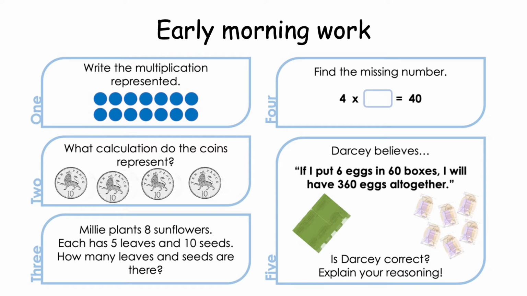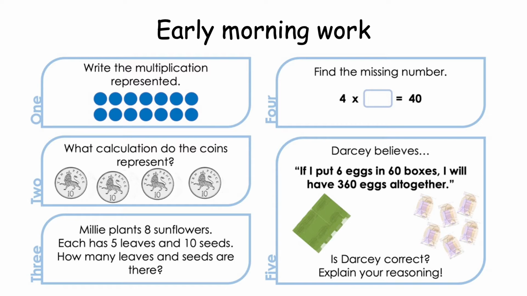Number 3, Millie plants 8 sunflowers. Each has 5 leaves and 10 seeds. How many leaves and seeds are there? So I would do 8 multiplied by 5, so 8 fives are 40, and then 8 multiplied by 10, so 8 tens are 80. Number 4, find the missing number. 4 multiplied by something equals 40, and I would say how many 4s are in 40? And so I know 4 multiplied by 10 is 40, or 40 divided by 4 is 10. So the answer is 10.